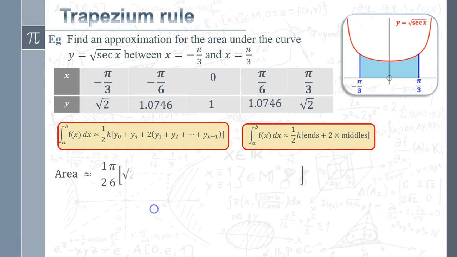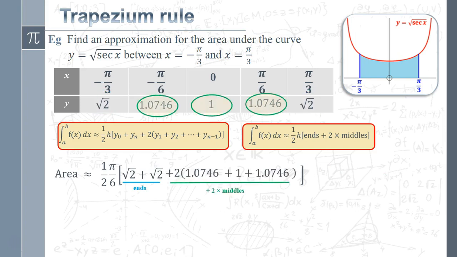Right, let's chuck in the ends. So that's those two, plus 2 times the middles, that's those 3, and then it's just a case of whacking it all into a calculator, and there you go. There is an approximation for our area under the root sec x curve.